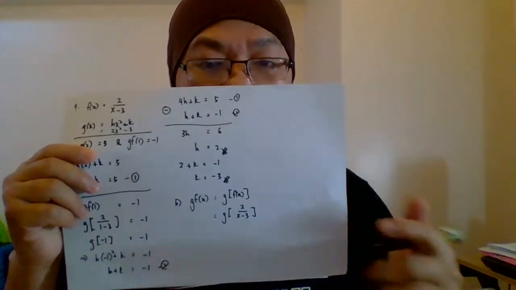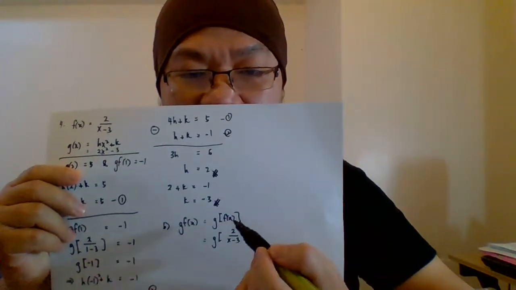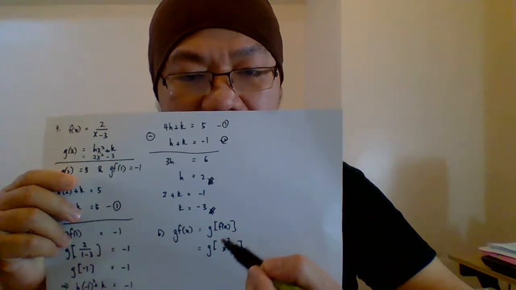Now we need to compose. So since for g, we already got the value of g(x). So actually we need to replace the h and k. So actually it's 2x squared, k is -3, minus 3. So now to solve the problem, as usual, gf(x). We need to split the function first and insert the function of f(x) first. So the f(x) is 2 over x minus 3. gf equals to g(f(x)). I split the function and then replace the function f with the equation of that function.